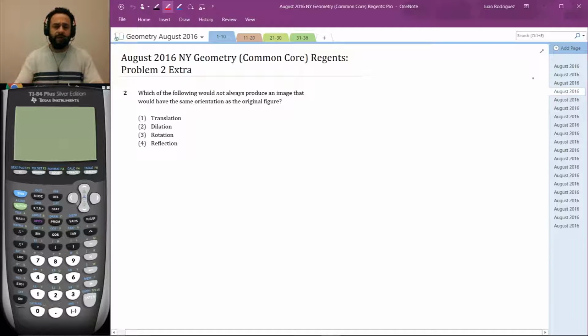Let's see if we can get an extra problem here. This is one that was created by us here at JuanTutors.com. Which of the following would not always produce an image that would have the same orientation as the original figure? Translation, dilation, rotation, or reflection. So again, pause the video, see if you get the same answers. Let's try to remember what the word orientation is and see if you can get it.